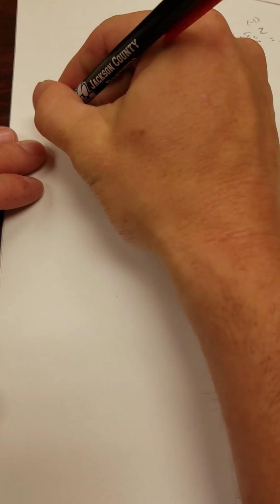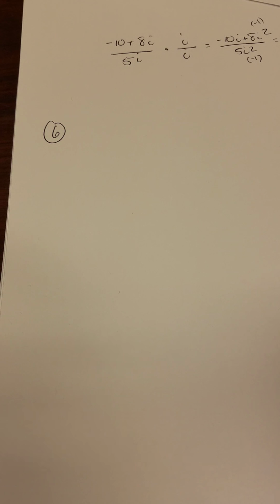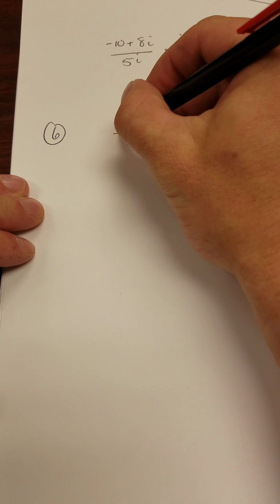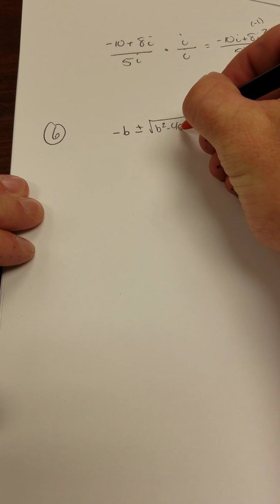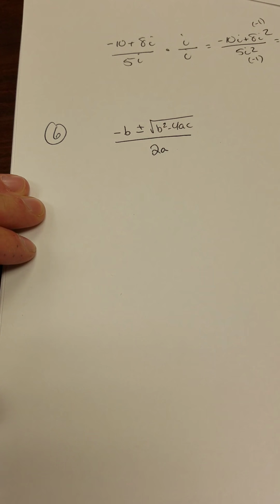Number 6 says solve using quadratic formula. Let's be real. If this is on the test, solve it any way you can. If that means plug it back in or solve it a different method, it really doesn't matter. Just make sure you can solve these. In quadratic formula, negative b plus or minus square root b squared minus 4ac all over 2a.